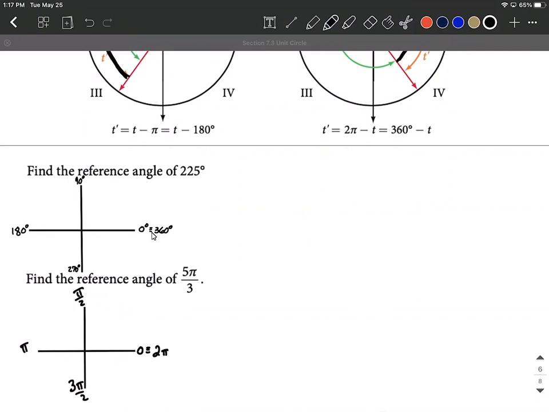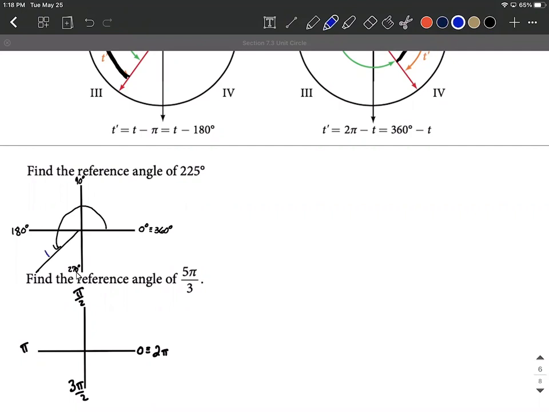Okay, next we just need to locate which quadrant 225 is in. Well, it's not between 0 and 90. It's not between 90 and 180. It's bigger than 180, but smaller than 270. So it's going to land out here in the third quadrant. So to draw that around, this initial 225 wraps all the way around here. Next, let's go ahead and draw in what our reference angle looks like.